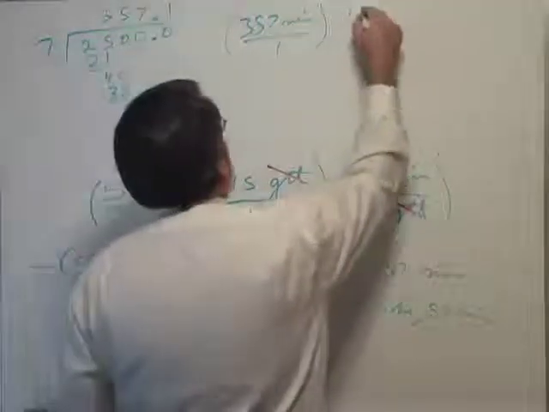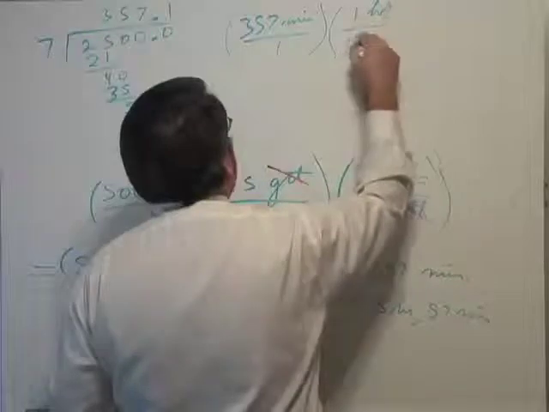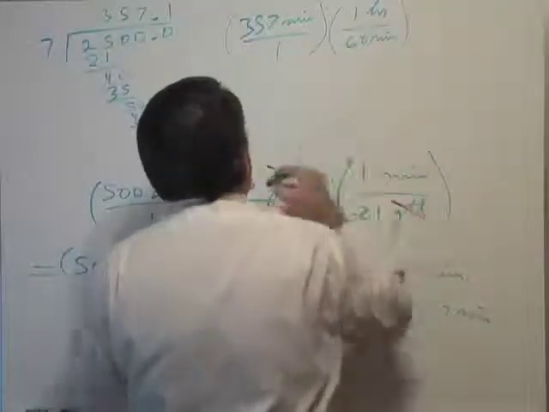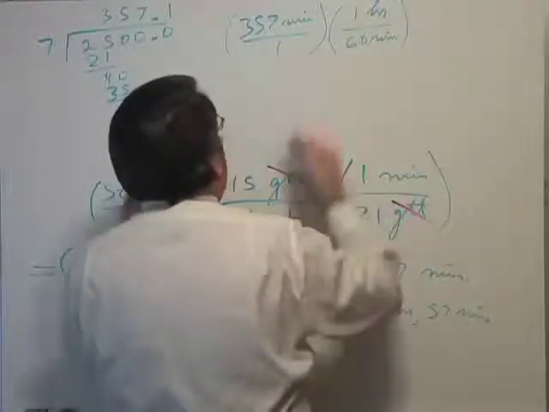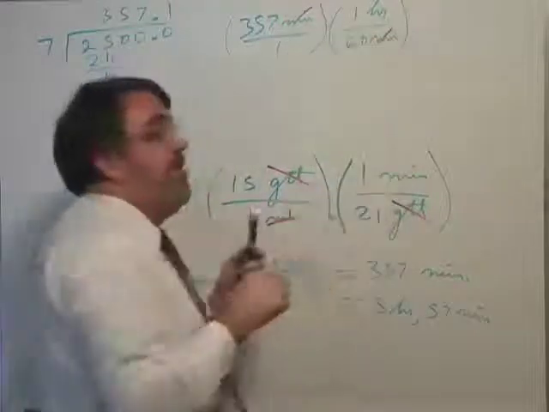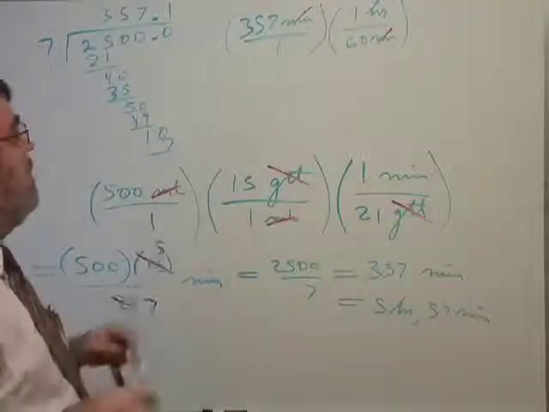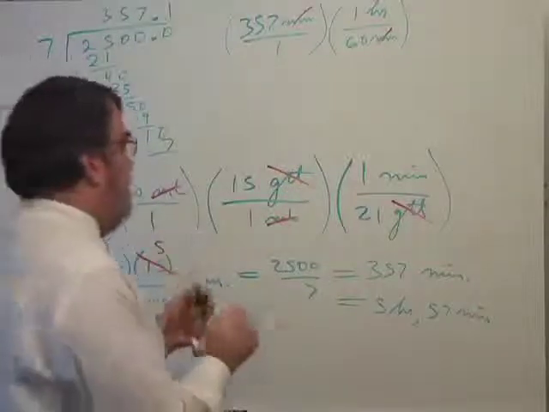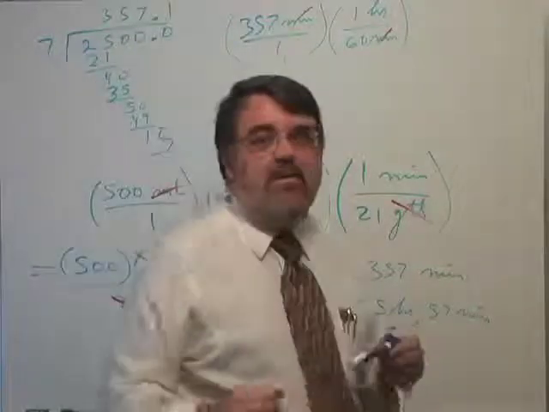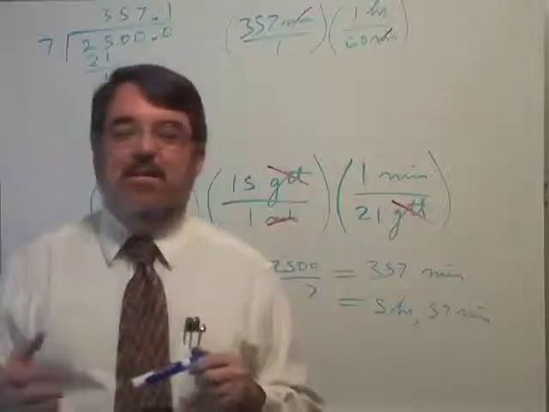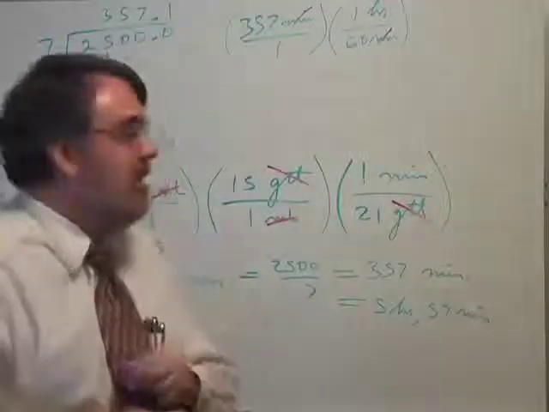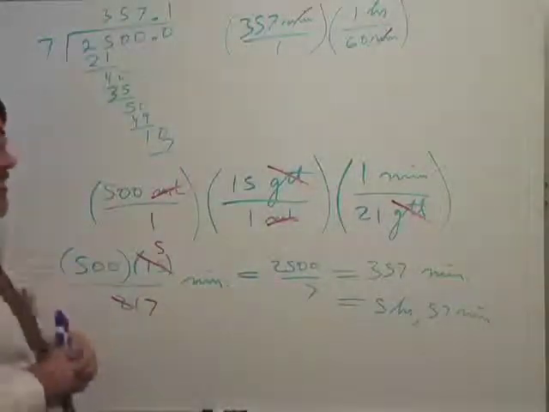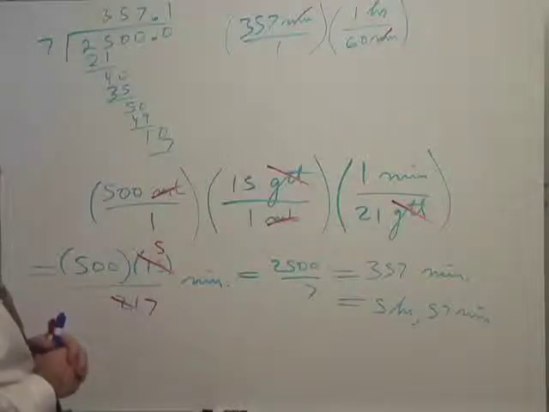I need to convert: 1 hour is 60 minutes. And so that gives me a fraction, 357 over 60. Well, when you divide 60 into there, it goes 5 times with a remainder of 57. Well, the remainder of 57 is 57 minutes. So 5 hours, 57 minutes. Okay, so let me see.